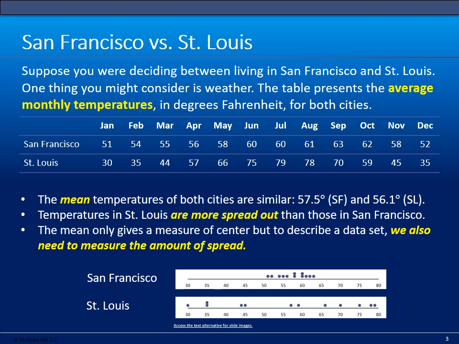San Francisco only goes between 50 and 64 degrees, average temperatures per month. But when you look at St. Louis, you can see the lowest degree is in the 30s and the highest is in the 80s or close to 80. So this gives us a little more information beyond the idea that the centers of data are relatively the same.